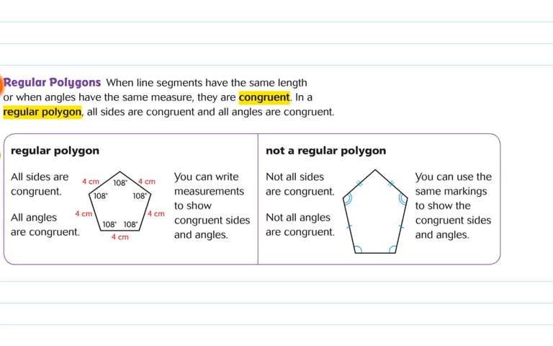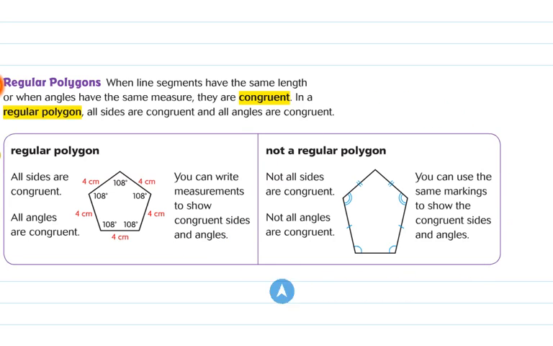Now we're going to read about regular and irregular polygons. Regular polygons: when line segments have the same length or when angles have the same measure, they are congruent. In a regular polygon, all sides are congruent and all angles are congruent. We see it's 4 centimeters, 4 centimeters, 4 centimeters, 4 centimeters, 4 centimeters, and all angles are congruent. So you can write the measurements to show congruent sides and congruent angles.